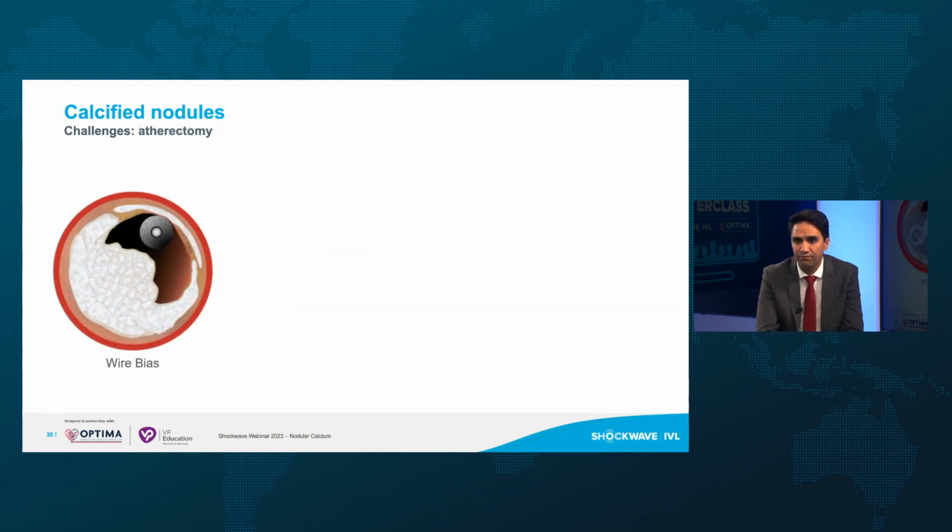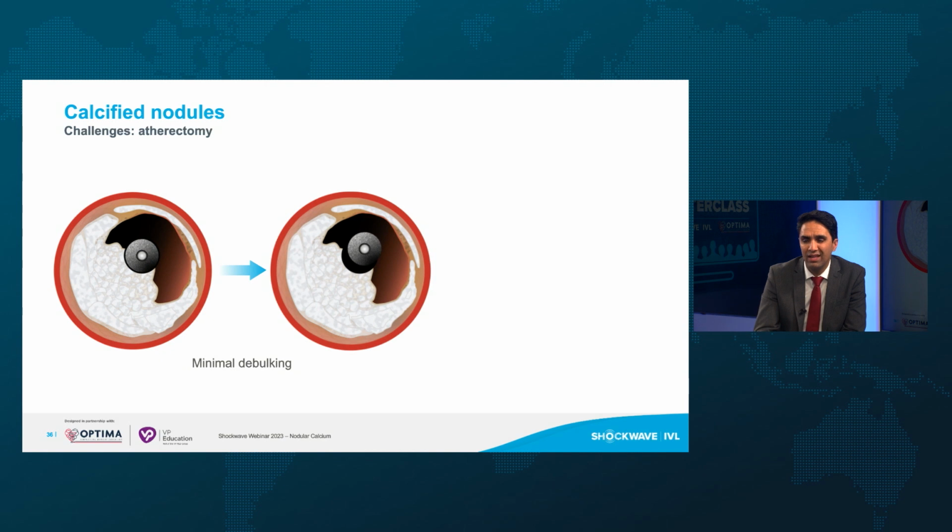I think right now the dogma has been that atherectomy is the treatment of choice for treatment of calcified nodules. But of course, one of the problems here is that calcified nodule treatment by atherectomy is entirely dependent upon wire bias. And if the wire is not biasing into the nodule, actually the atherectomy can simply slip right by the nodule and not create any debulking whatsoever. Now the other thing to remember, of course, is that even if you do have wire bias, the amount of debulking is actually very small.